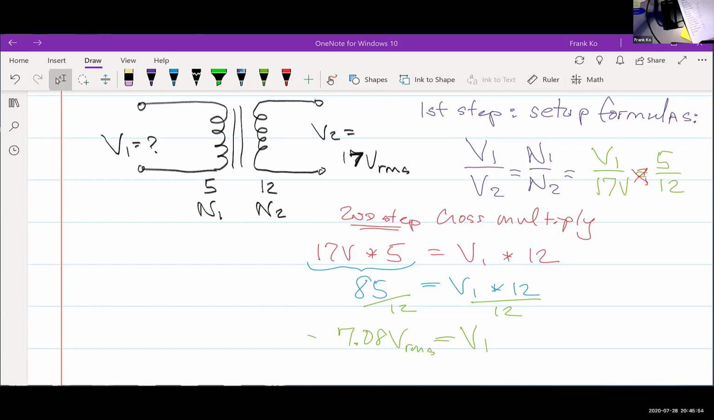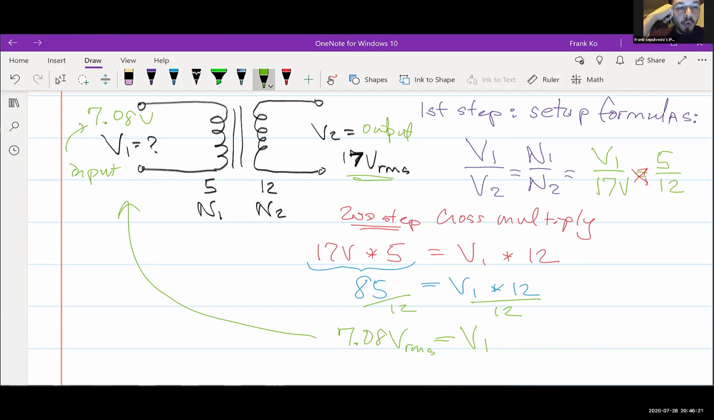So I'm going to take this and now write it in here, 7.08 volts. So my input was 7.08, my output on this side, 17 volts. Which of the three applications is this? The first, second, or third? Question goes to Gregory. Is this voltage step down, voltage step up, or same? Step up. Voltage step up.